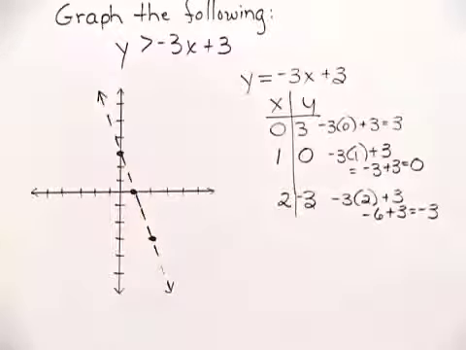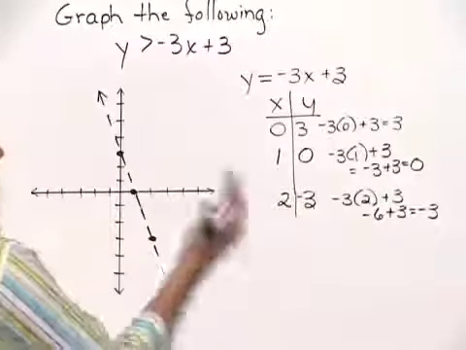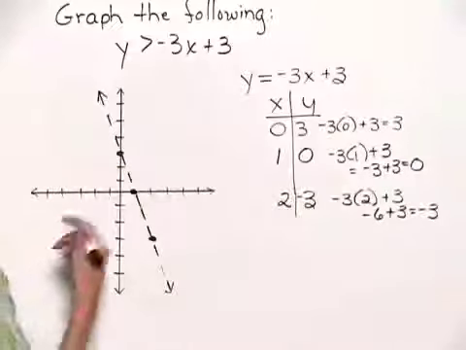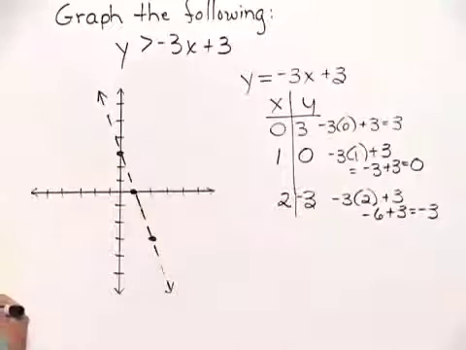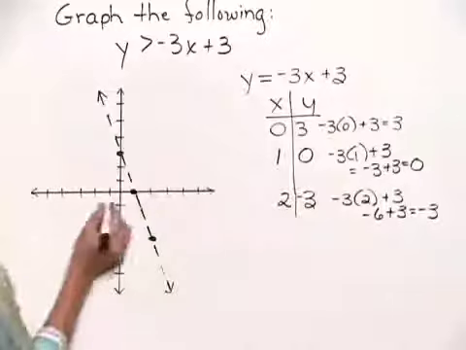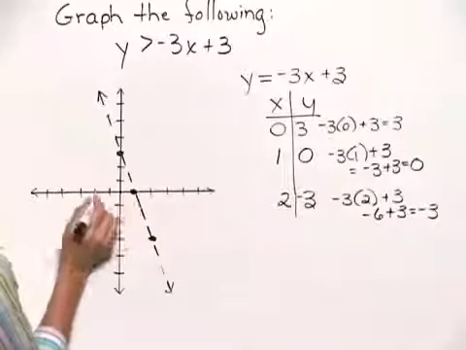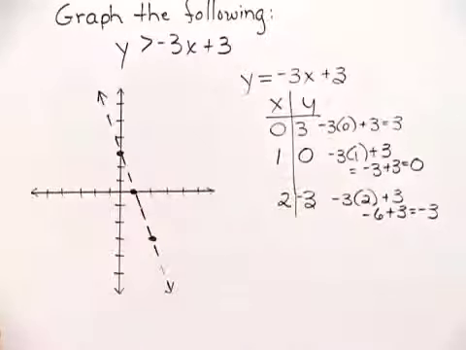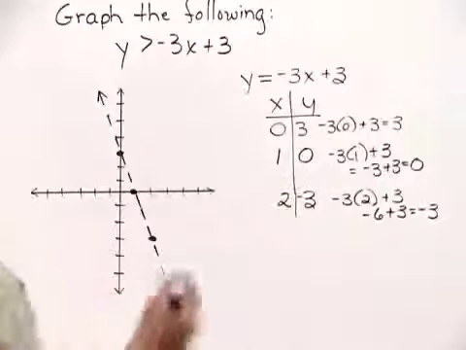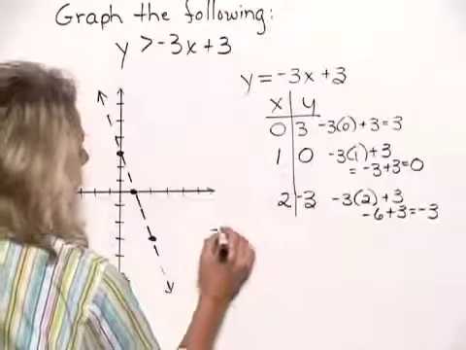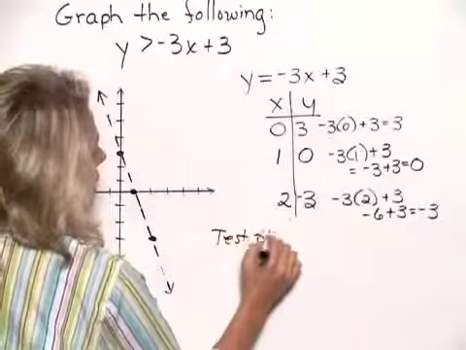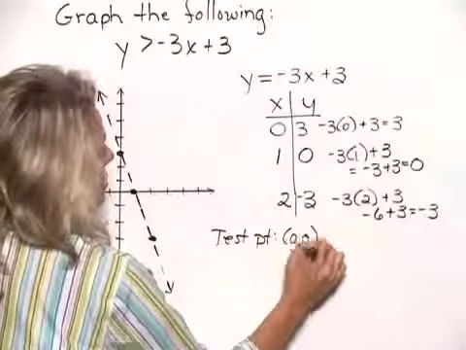Okay, we have to do one more thing before we can say this problem is done. We have to shade one side of the line or the other. And to determine which side of the line we're going to shade, we pick a test point. Now I always like to pick 0, 0 unless the line is going through that point. In this case it's not, so let's put in a 0 for y. We'll let our test point be 0, 0.